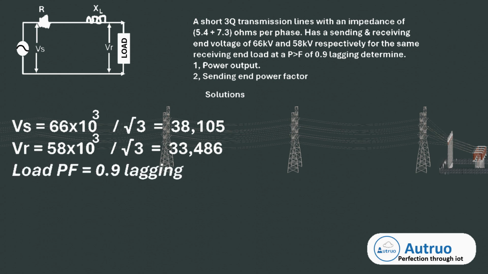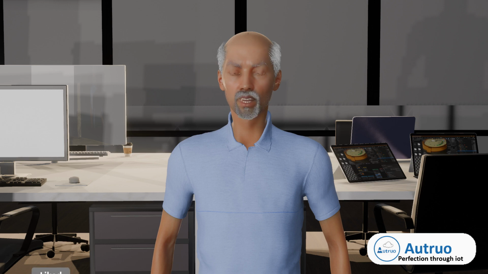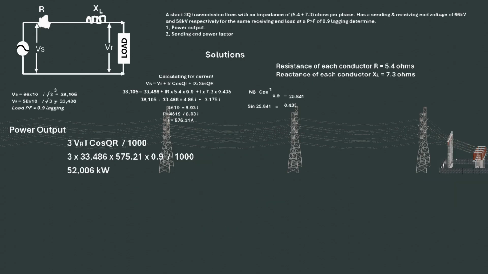33,486 volts. Now that we know the current flowing within the circuit, the output power of the line can be easily calculated, since we are considering the total output of the line: 3 multiplied by the receiving end voltage, multiplied by the circuit current, multiplied by cos of the phase angle, all over 1000. This will equal 52,000 kilowatts.